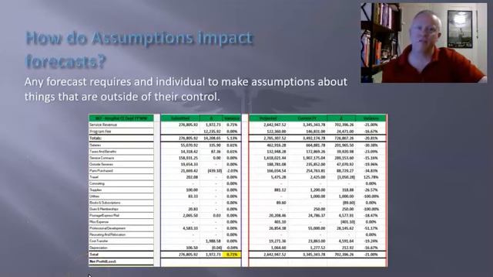Our third area of discussion looks at how assumptions can impact a forecasted budget. Any forecast requires an individual to make assumptions about things that are outside their control. Unless these forecasts are very accurate, they aren't helpful at all. Inaccurate forecasts can lead to upset stakeholders, mismanaged expenses, and potentially running out of cash.